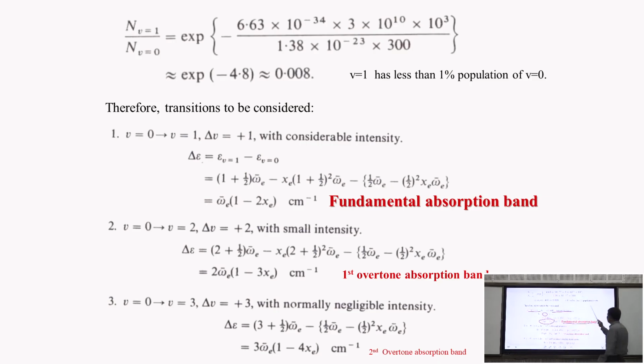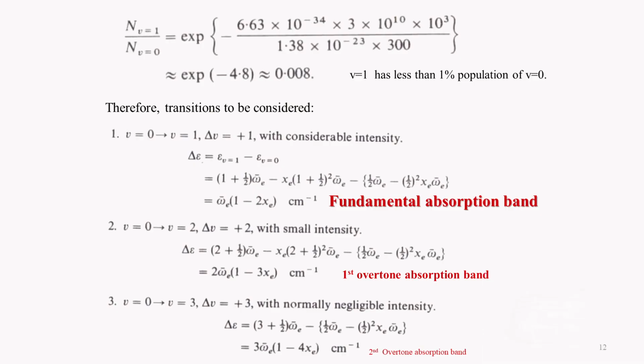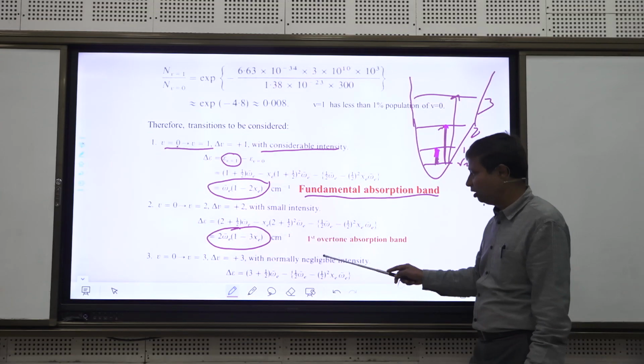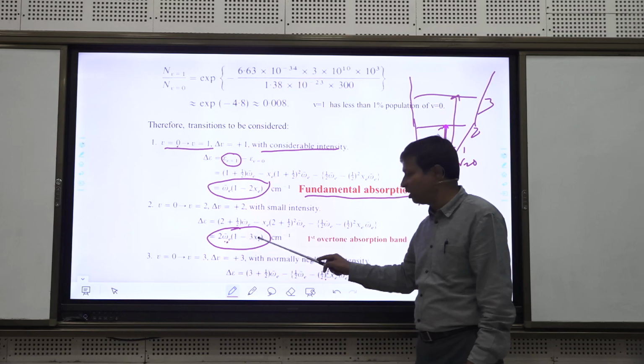Next, V is equal to 0, we have to consider only V is equal to 0 to V is equal to 1, V is equal to 2, V is equal to 3. So this is 1, this is 2, and this is 3. V is 0 to 1 will be the strongest transition. Then 0 to 2, this expression will be 2 omega E 1 minus 3 xc, and the third one will be 3 omega E 1 minus 4 xc.